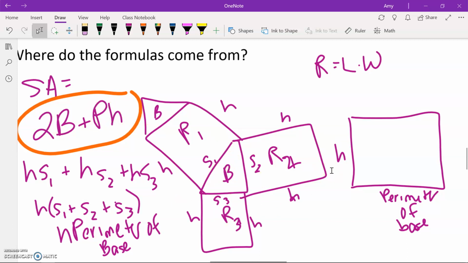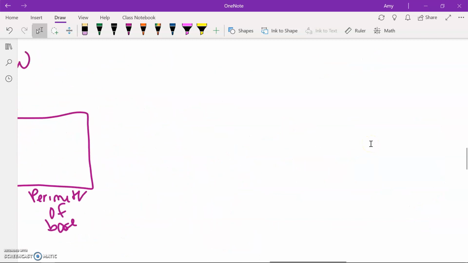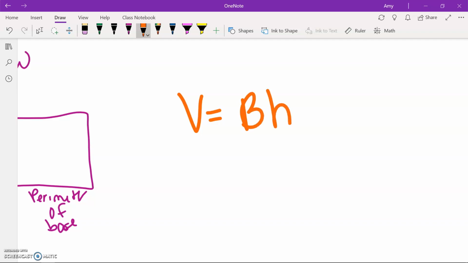For volume, our formula is going to be the area of the base times the height. Because what that is asking you is effectively how many of those slices of the base are going to make up the height of your figure. And if you put all those little slices together, you're going to get your total volume. So that is how we calculate volume.